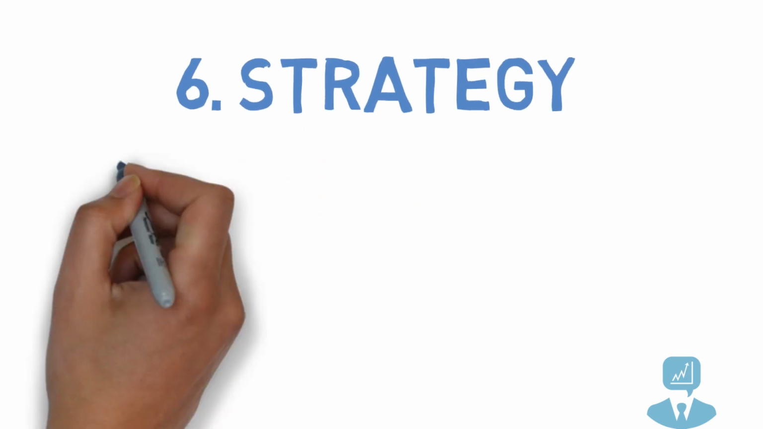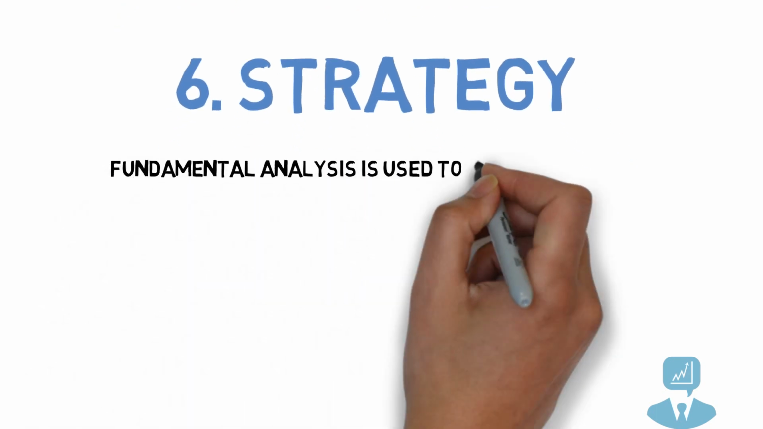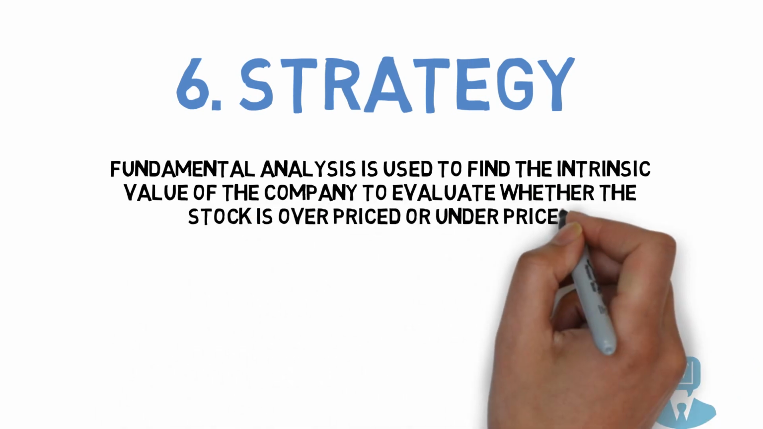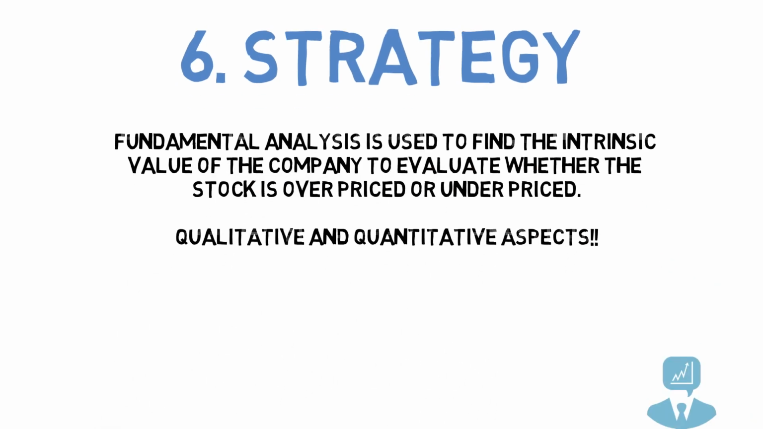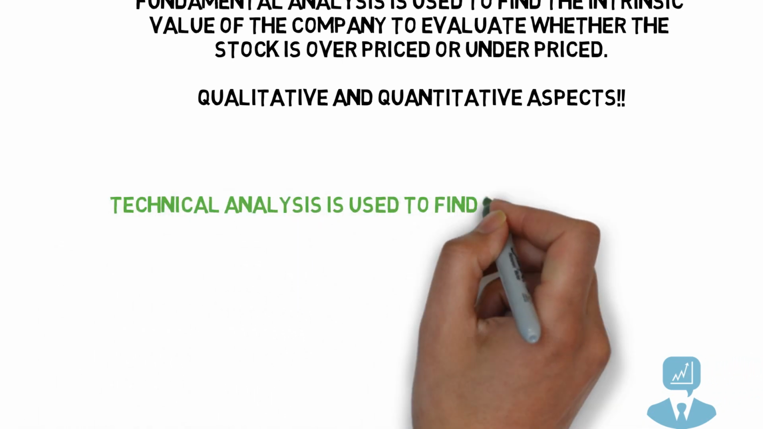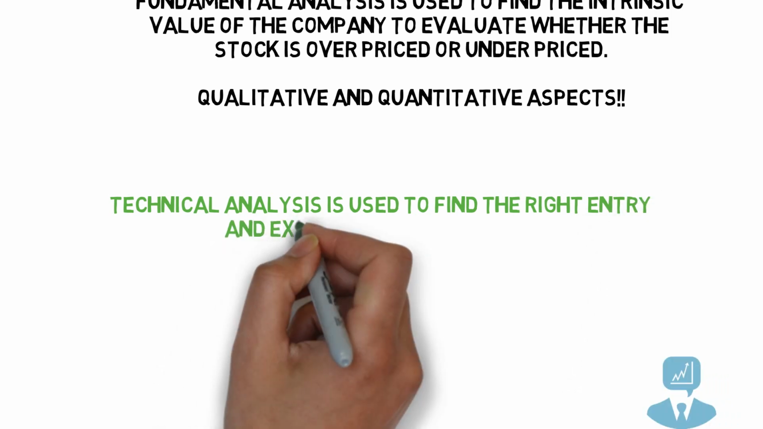Sixth, strategy. Fundamental analysis is used to find the intrinsic or the true value of a company to evaluate whether the stock is overpriced or underpriced. On the other hand, technical analysis is used to find the right time to enter and exit from a stock.